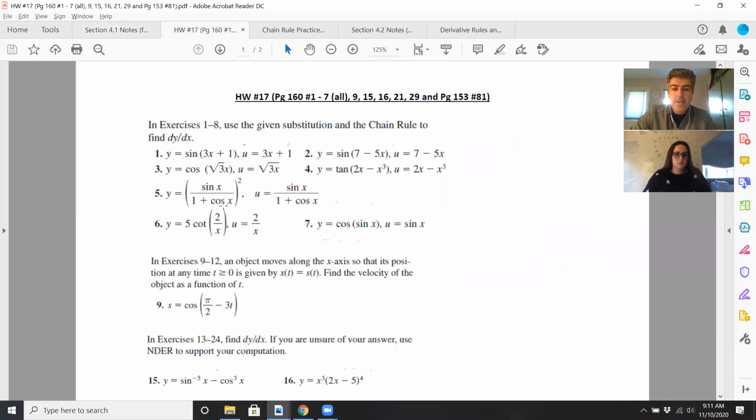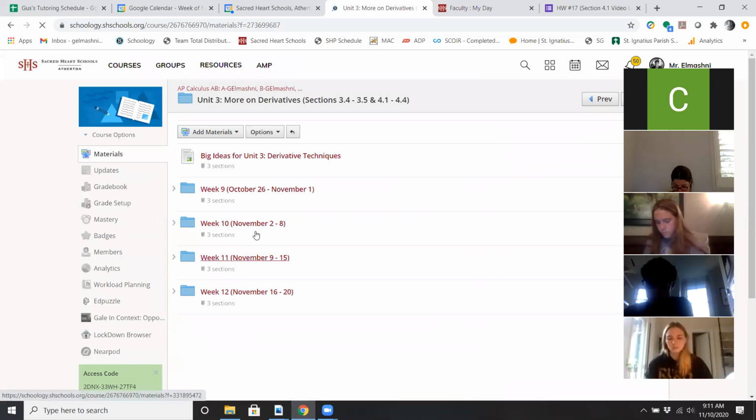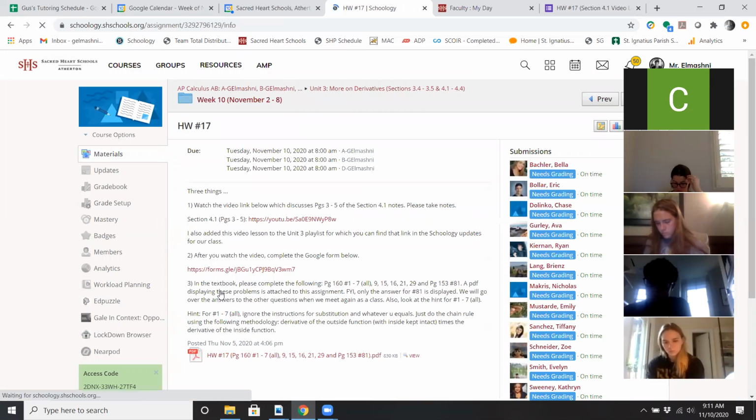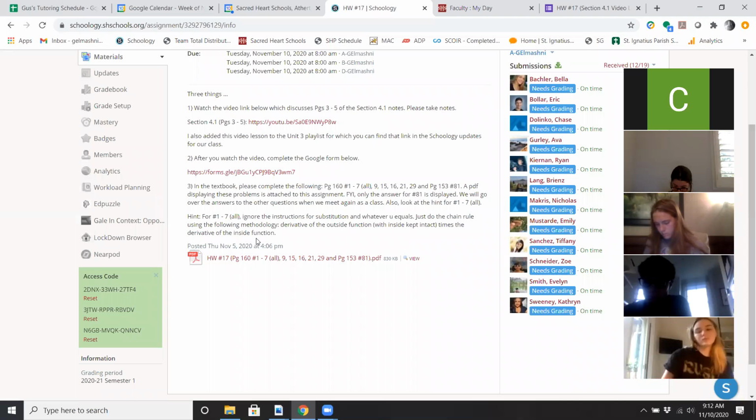Now, the homework. I told you guys in school to ignore what u is and just do it the way we did it in class. So if you look at my hints from last week, homework 17 is right here. I said ignore the instruction for substitution and whatever u equals, just do the chain rule using the following methodology: derivative of the outside function with the inside kept intact, times derivative of the inside function. And of course, 81 was like a review problem.